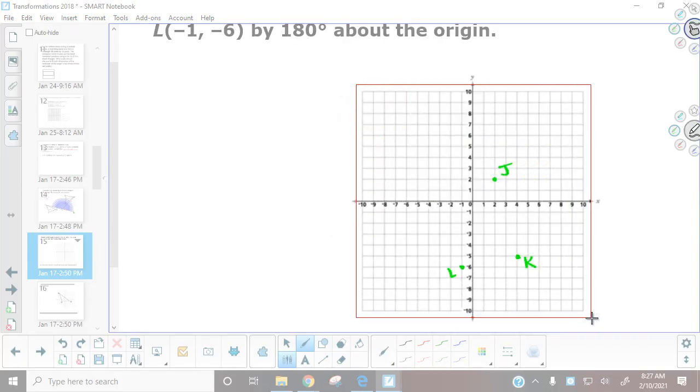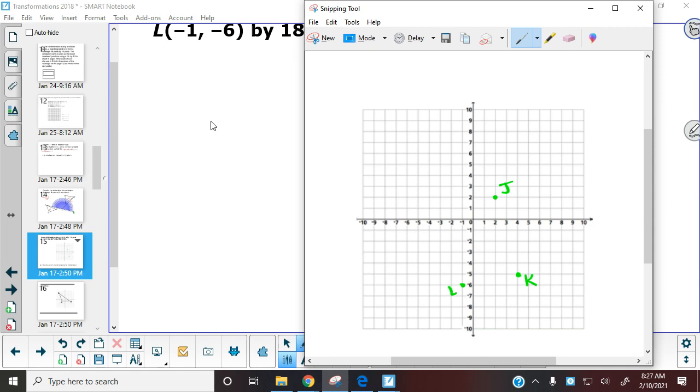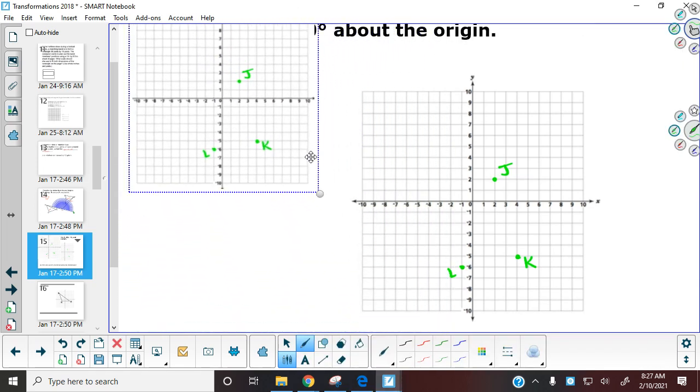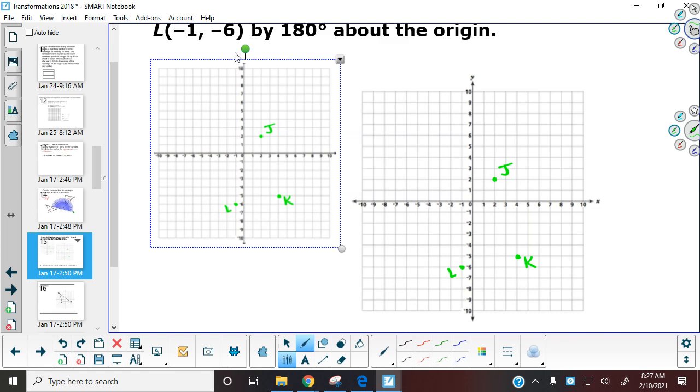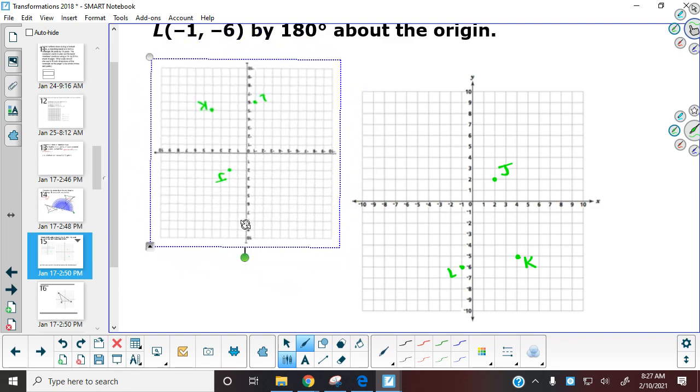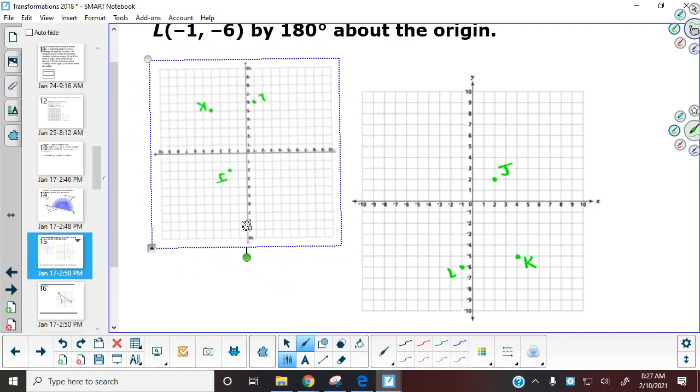Now obviously I cannot rotate my smartboard, especially for you guys to be able to visually see what's happening. So I'm just going to make this a little bit smaller. And what I would do is I would pretend that this is my piece of paper. Okay. I'm going to turn this 180 degrees, all the way around, and I'm going to take a look at my new points as if they were my original points.